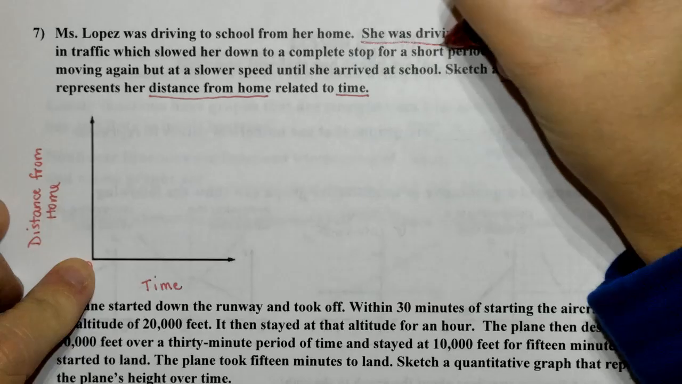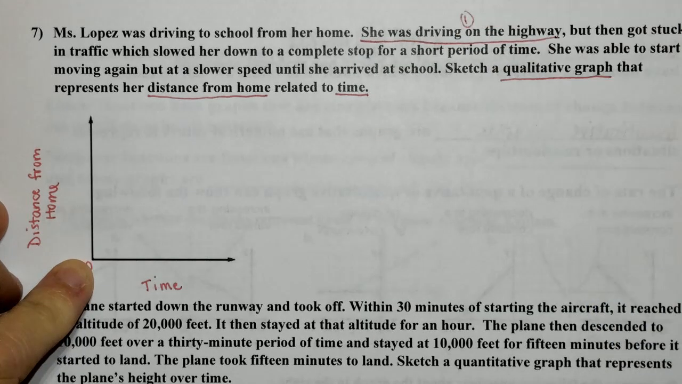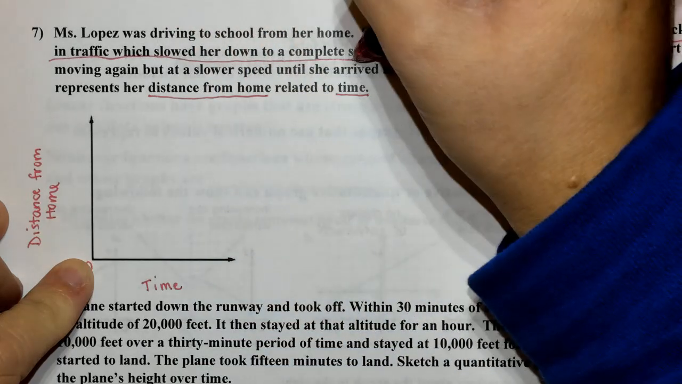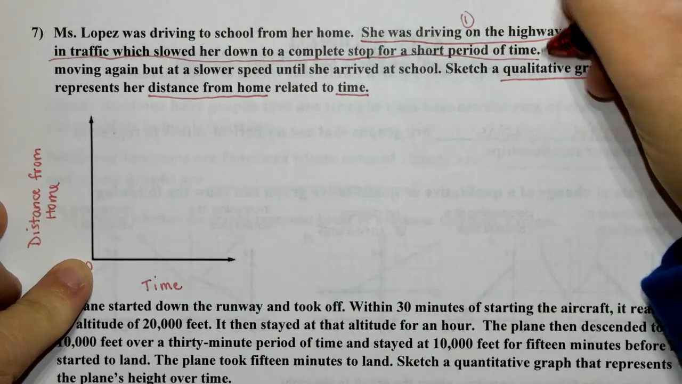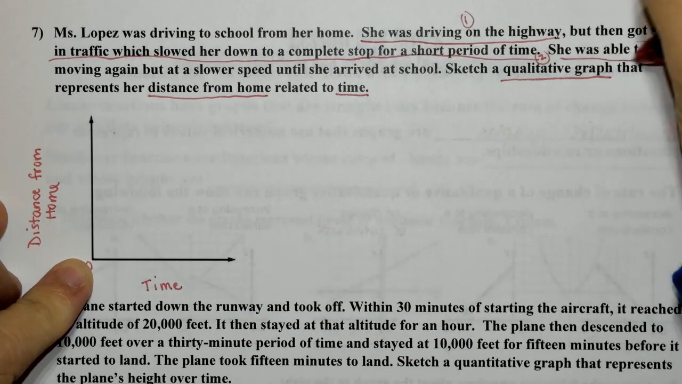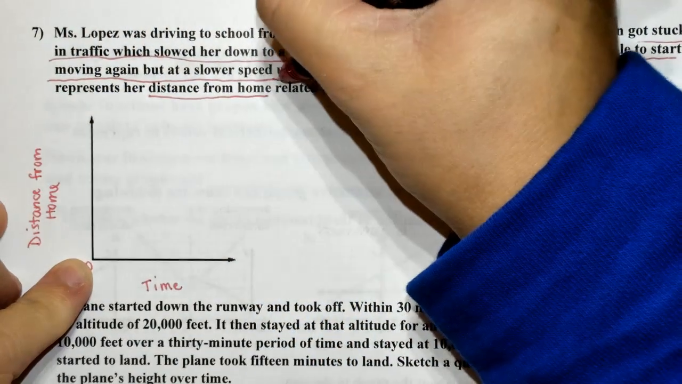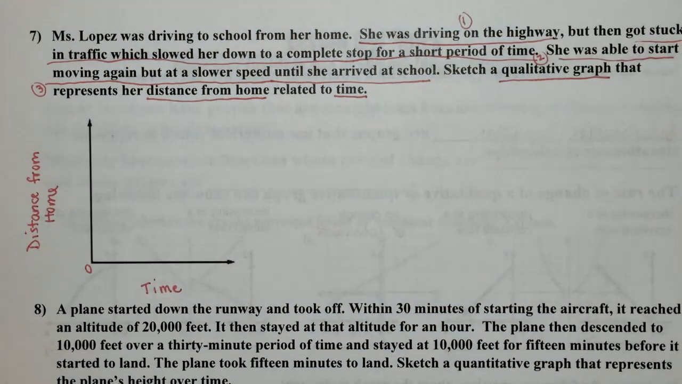She started by driving on the highway. It's going to be the first part. She got stuck in traffic, which slowed her down to a complete stop, but for a short period of time. That's 2. Okay, she was then able to start moving again, but at a slower speed until she arrived at school. So really there are 3 things happening again. She's driving on the highway, she gets stuck and is slowed to a stop, and then she's able to start moving again, but at a slower speed until she arrived at school. So what we're going to ask ourselves is what is happening to her distance over time.